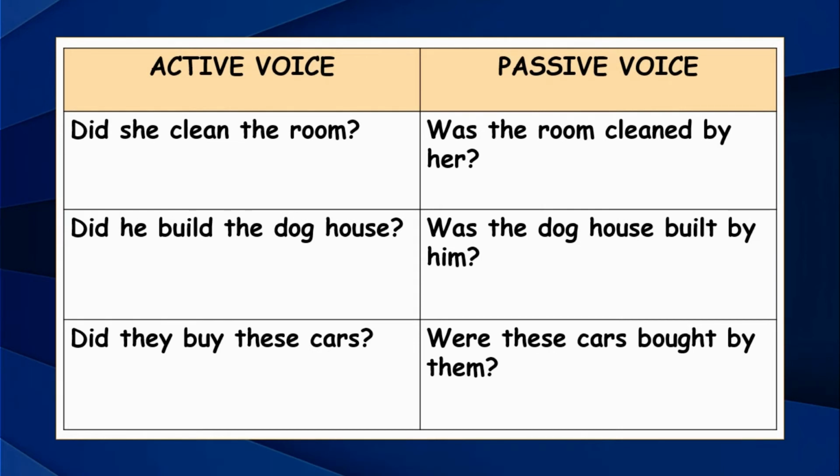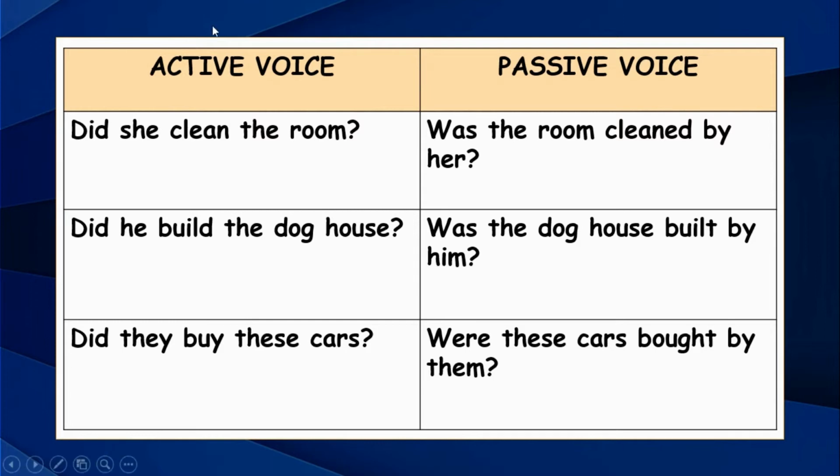Observe these sentences. Did plus subject plus V1 plus object. Okay, did she clean the room? And here was plus object plus V3 plus subject. Okay, see, I am not talking about by here separately, because in my last video I told you about these prepositions by, with and to. That's why I am not talking about by in this segment. Okay, if you have any doubts about general rules of active to passive voice conversion, please go through that video.